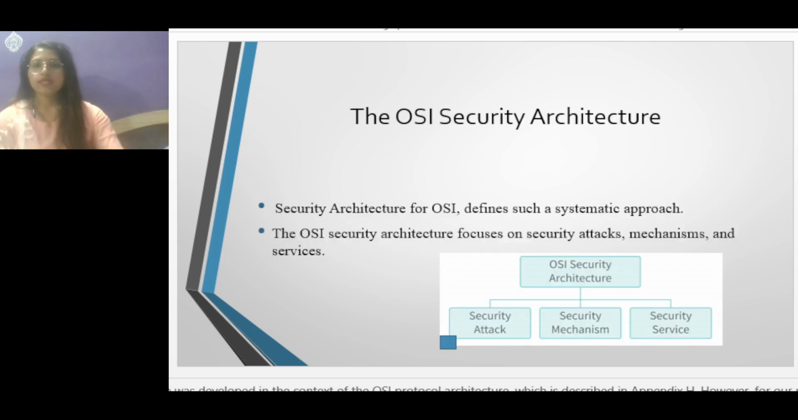So the OSI security architecture consists of security attack, security mechanism, and security service. Security attack means any kind of attack that can happen to the organization. Security mechanism means the various ways through which you are going to protect from the various kinds of attacks. And security services means, in the organization, if some kind of attack can happen, which security mechanism you are going to choose and implement in your system is the security service.